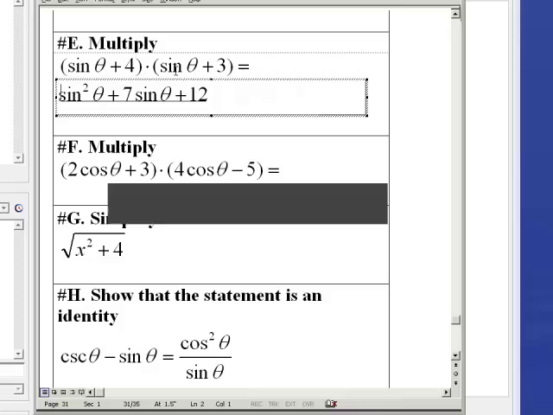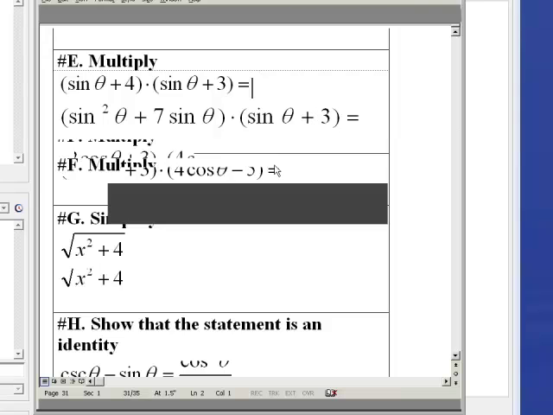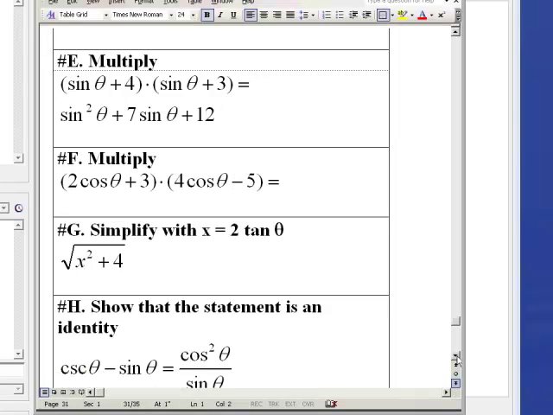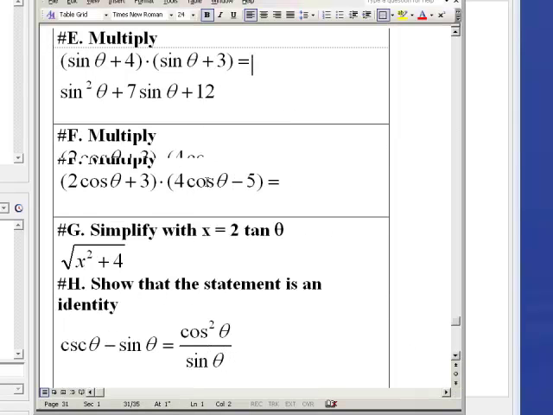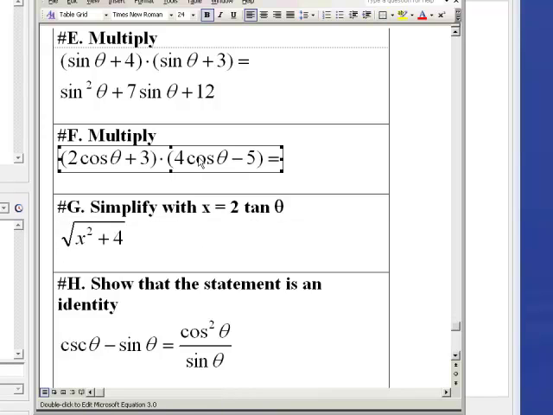Sine squared first, then outer is 3 sine, and then inner is 4 sine, which is a total of 7 sine, and then plus 12, 3 times 4. I don't think we need to check that later on the graphing calculator. We can be confident that we did the algebra correctly on this one. And I'm looking in the solution, and that is indeed correct.